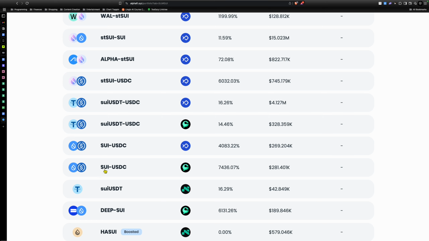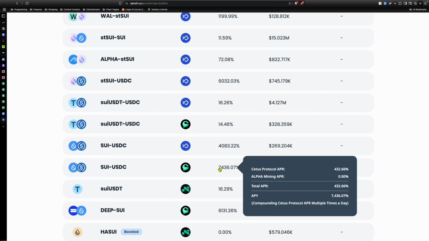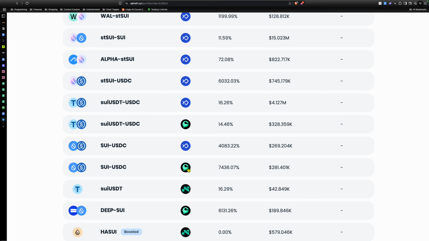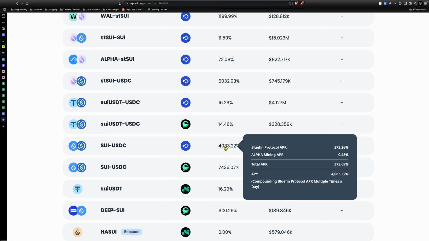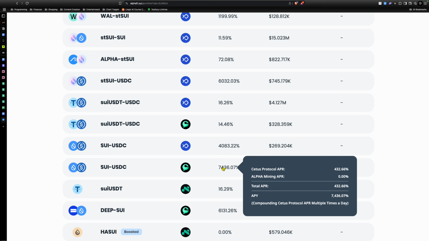SWEDE USDC. Mind you, the Cetus one has the higher liquidity, so that's why the APY is always higher. It's the number one DEX on the Swede network. And Bluefin is like a lower DEX, but either way, you good. I mean, where else you gonna find 4,000% APY and 7,000% APY that auto compounds?